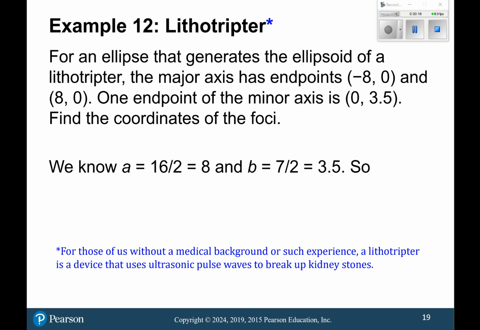Okay, so we know our value here for A, because they said major axis, going from -8 to +8 is a total of 16 spaces. Divide by 2, A equals 8. Again, from 0 to 3.5, that's our value for B, 3.5. So if we take 8 squared minus 3.5 squared, take the square root, our distance there for C is approximately 7.1937, blah, blah, blah.